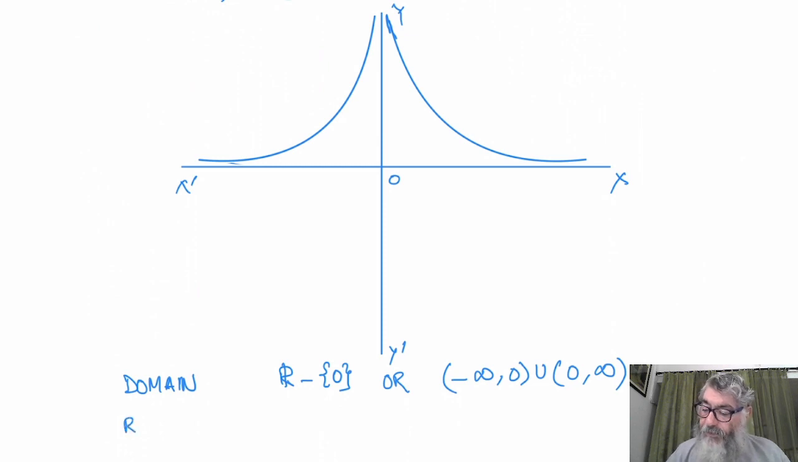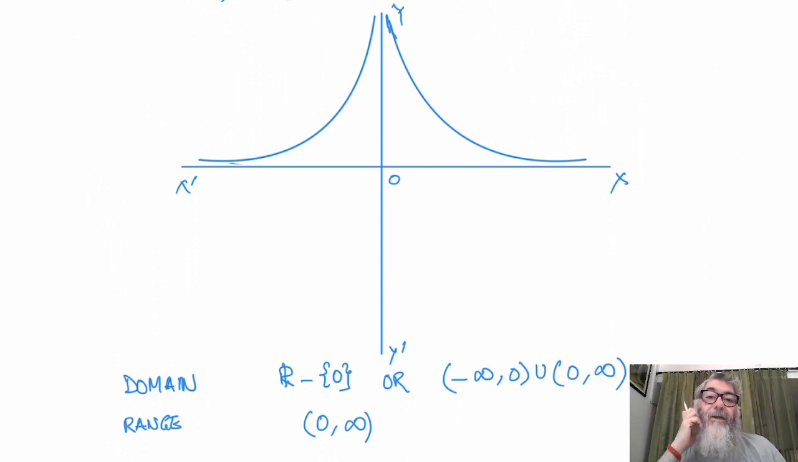What is the range? Now in range you will notice the negative portion is not coming. It is moving towards 0. So we can say 0 to infinity. 0 doesn't seem to be included because it is not going there.